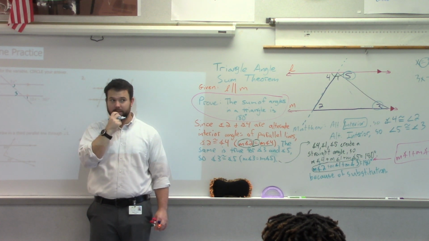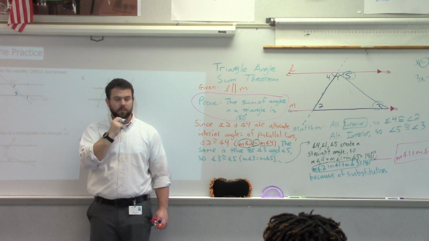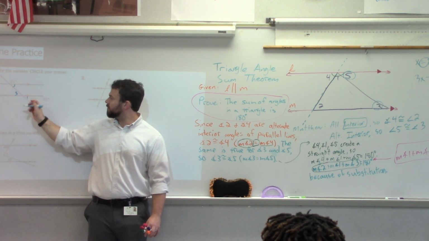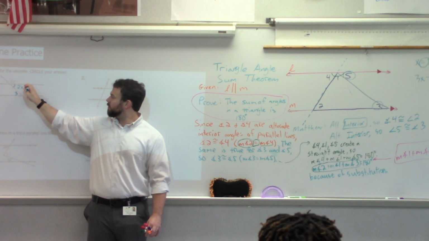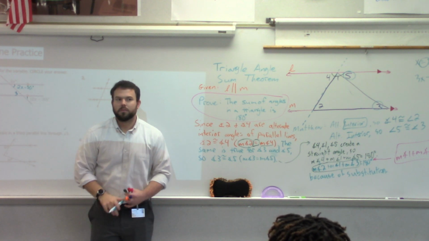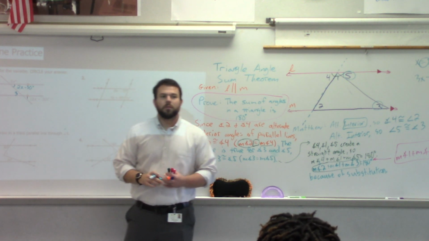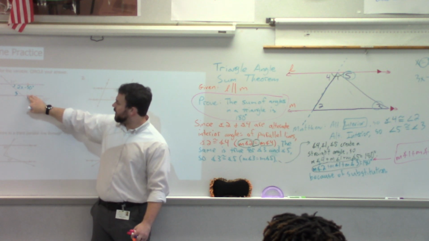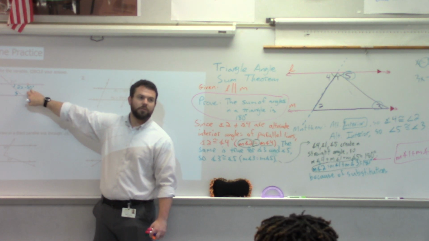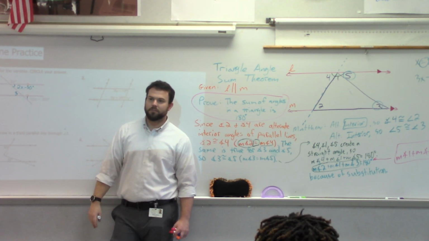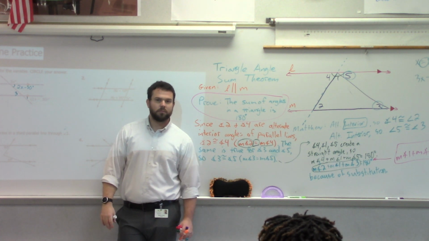They're the same. Same as what? Same as 1. Same as 1, which is? 2x minus 3. Okay. Right? This angle and this angle are corresponding angles, so they are congruent. We good with that idea?